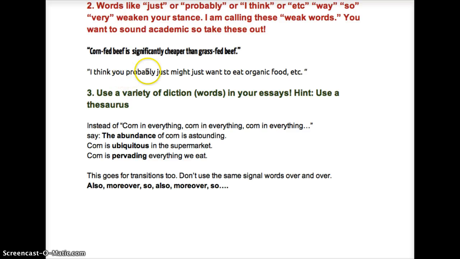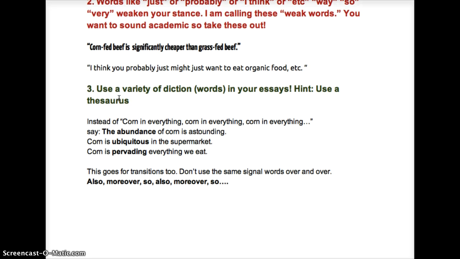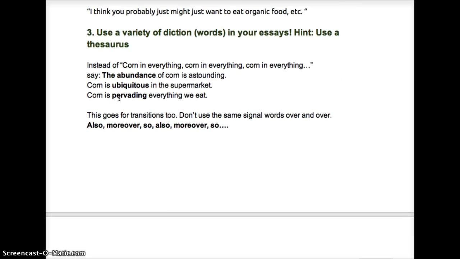Probably sounds like you're unsure. Just sounds like you're in a conversation, like it's very colloquial. Might is unsure, etc. is also just not appropriate for an academic paper. It's not specific. Be as specific as possible with your diction. Speaking of diction, here we are to point number three.